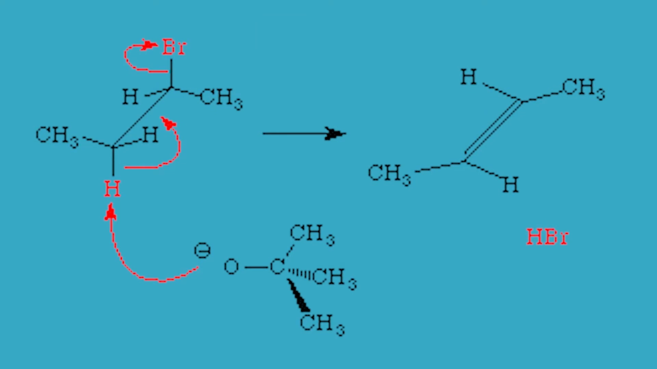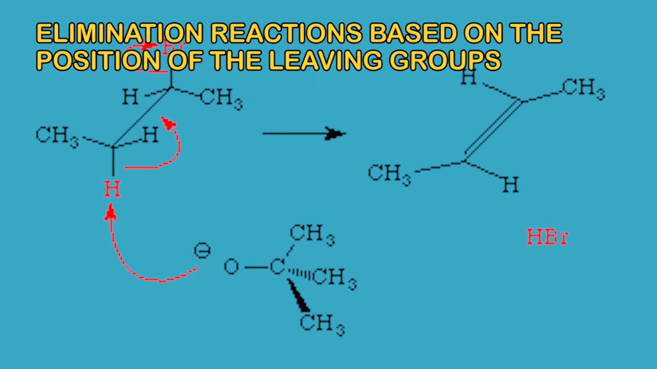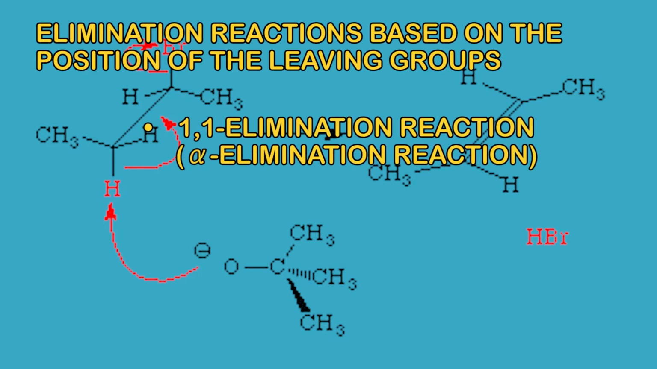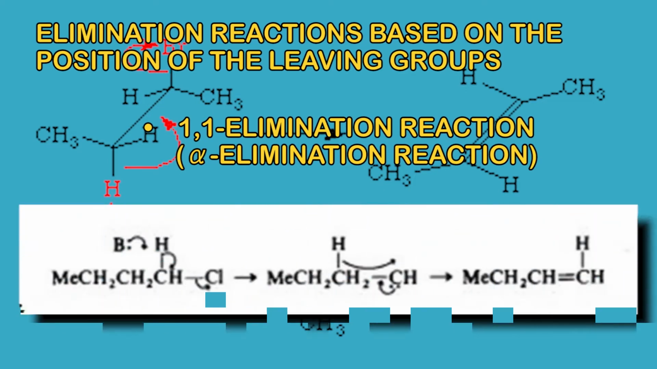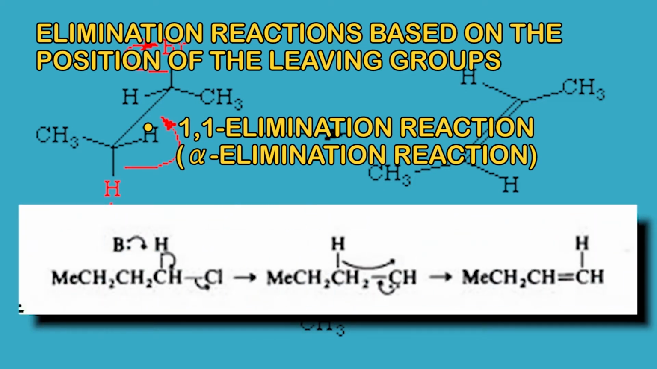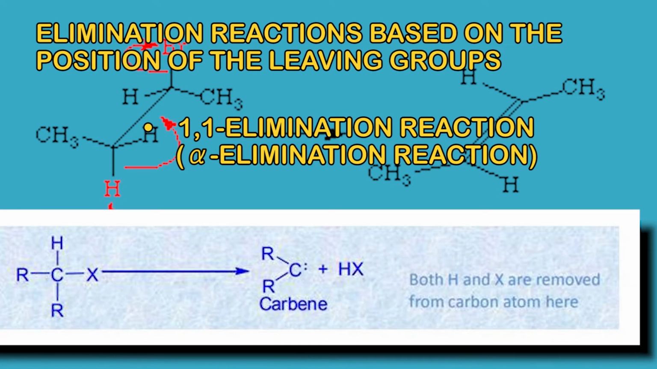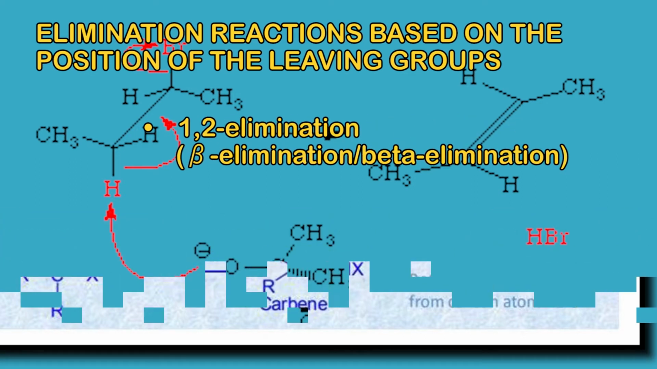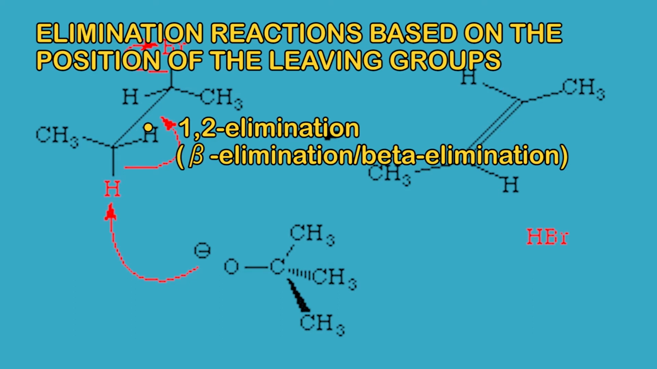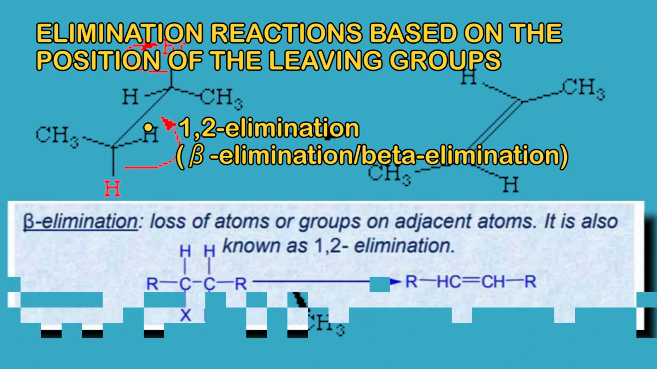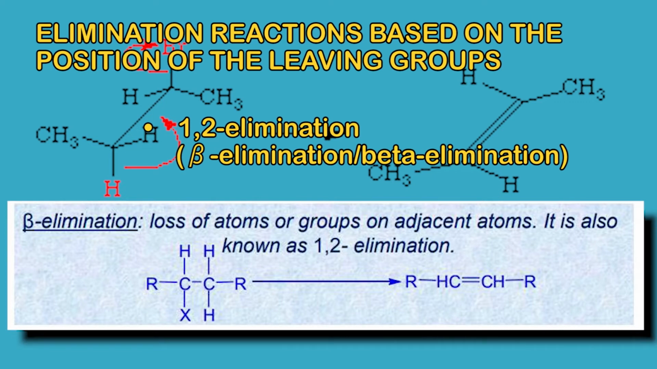Again, based on the position of the leaving groups as well as the type of elimination reactions, they can be grouped as 1-1 elimination, where the two groups are removed from the same atom, whether it be a carbon atom or another type of atom. For example, in this figure, the leaving groups hydrogen and chlorine are from the same carbon atom to form the alkene. Then we have 1-2 eliminations or beta eliminations, where the leaving groups are from adjacent carbon atoms. These 1-2 elimination reactions are the most common type of elimination reactions.